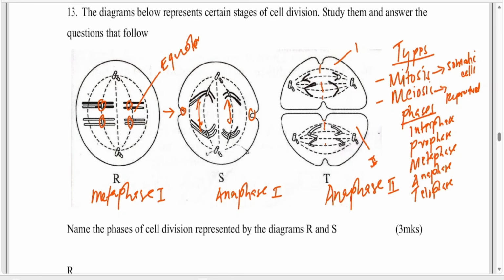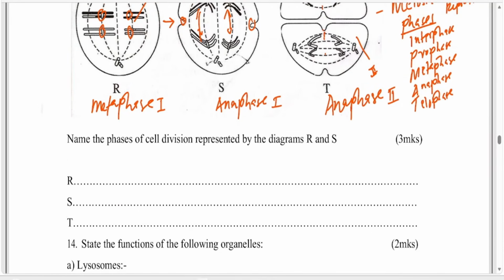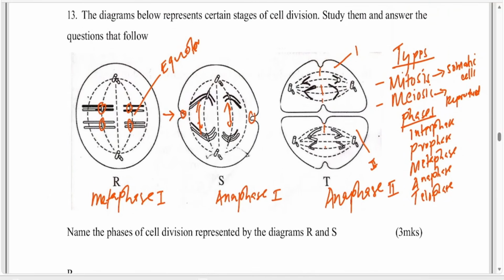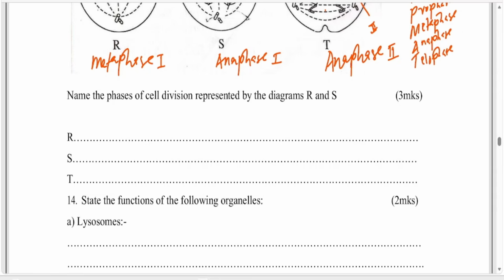So confidently, after that analysis, we can name the phases of cell division represented by the diagrams R, S, and T. They have given us R, S, and T. So R is metaphase 1. S is anaphase 1. And T is anaphase 2.